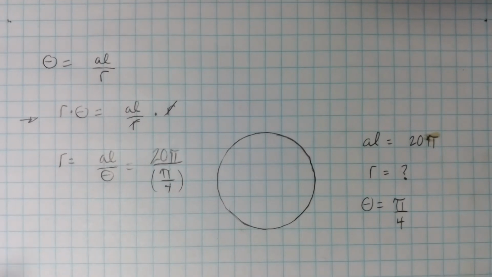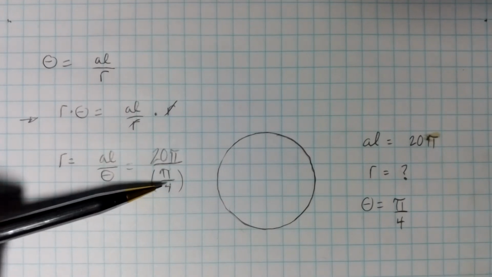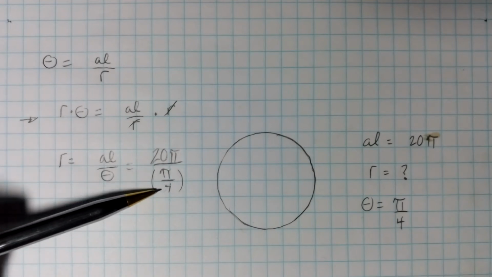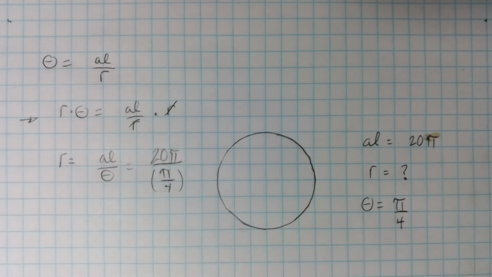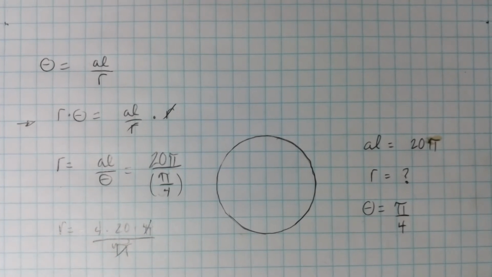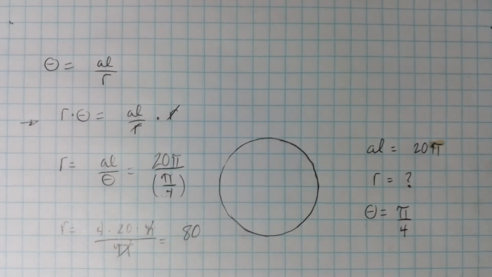Here I end up with a fraction in the denominator, and so the denominator of that denominator, whatever it is, pops up to the top. I end up with 4 times 20 times pi, all divided by pi. With the pi's canceling out, I get 4 times 20, which leaves me with a radius of 80.